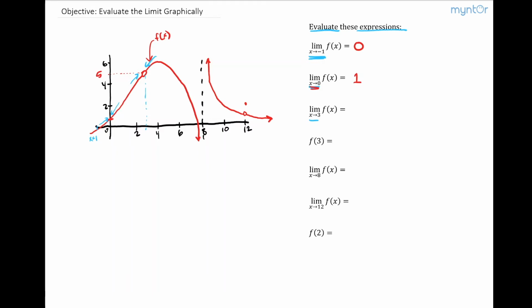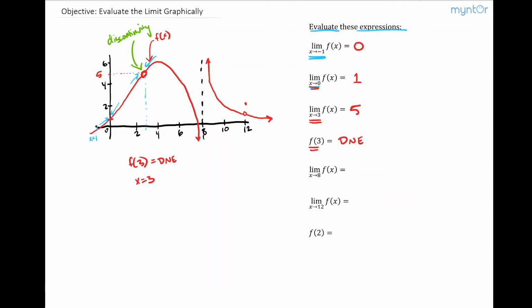Note that there is a discontinuity here, meaning that f of 3 does not exist. This right here is a discontinuity, and I can see that there is no point of this graph f of x in red where x equals 3 is defined. And so while we would say that the limit as x approaches 3 is equal to 5, we would say that the value of f of 3 does not exist. Let's go ahead and move on.